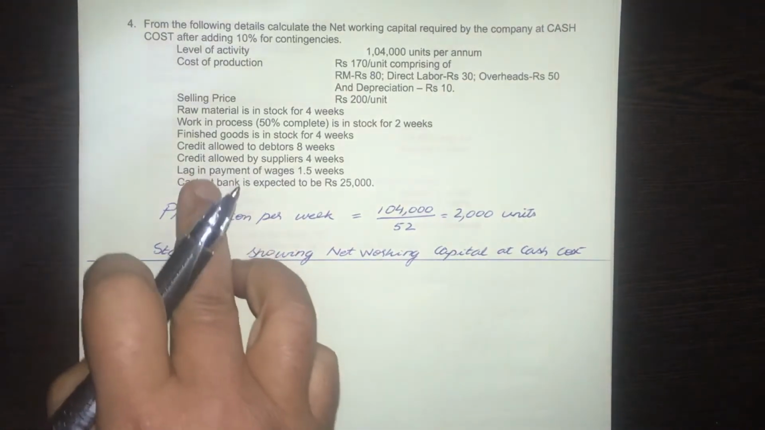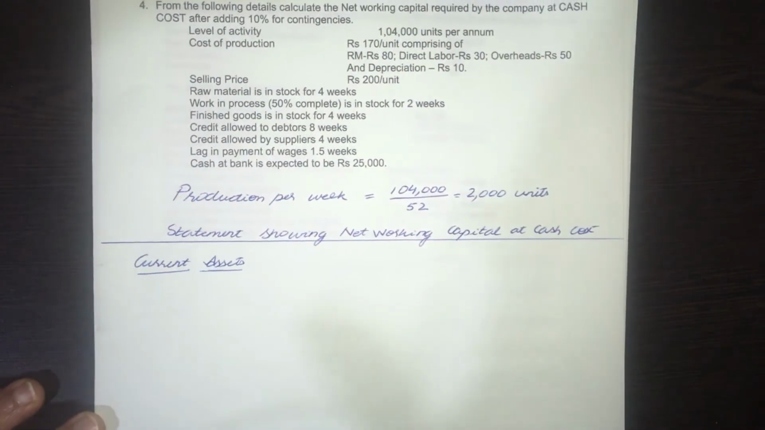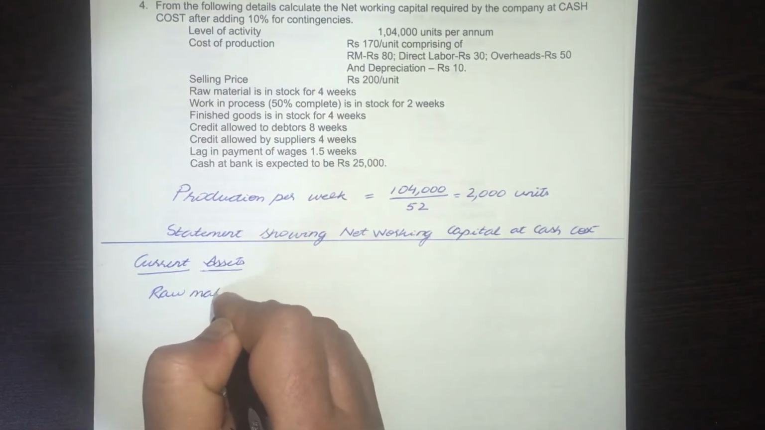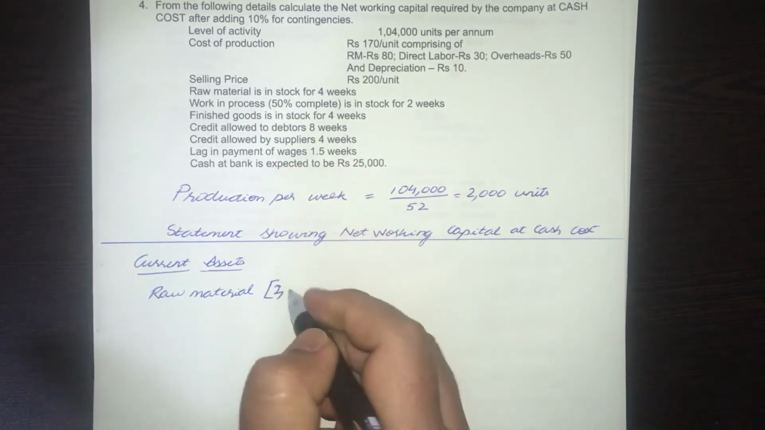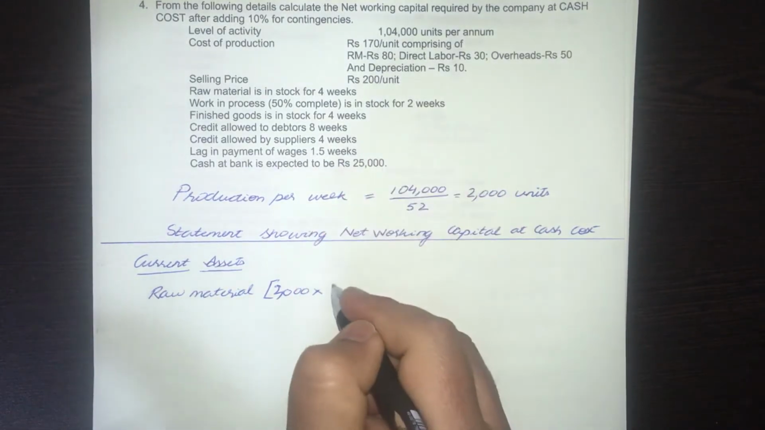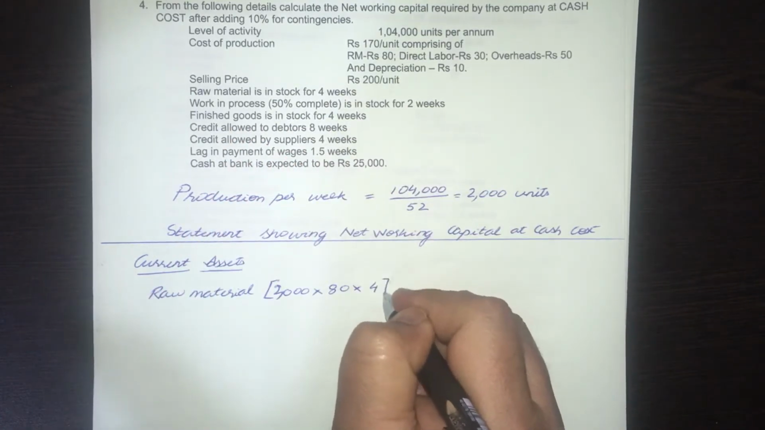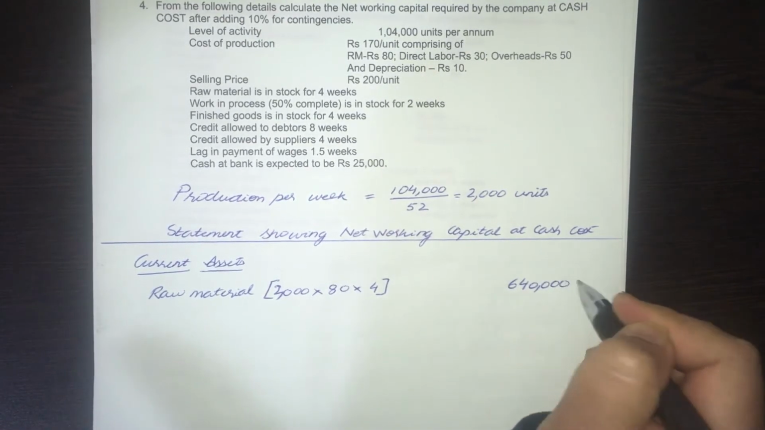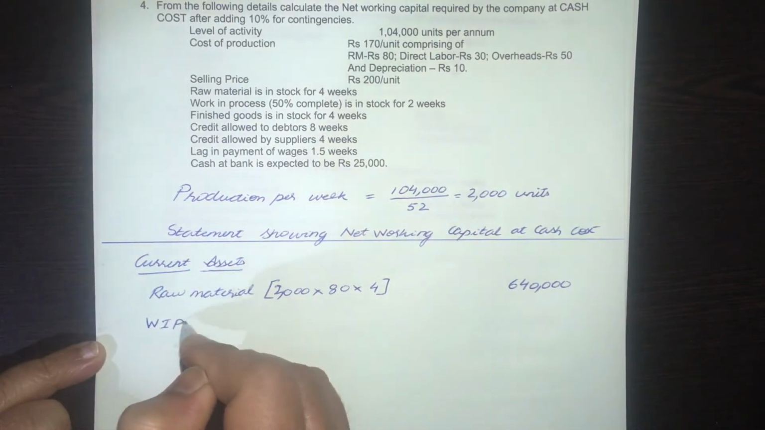So the first current asset here is raw material. So it will be 2,000 units into the rate of raw material per unit 80, and raw material is in stock for 4 weeks. So that will be 6,40,000.